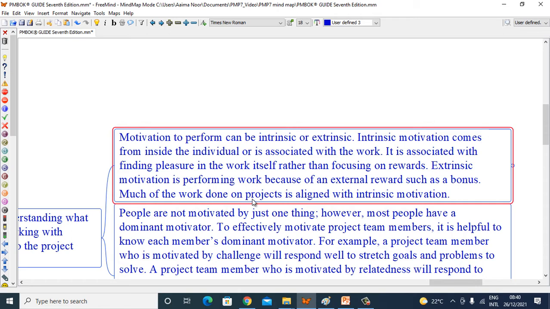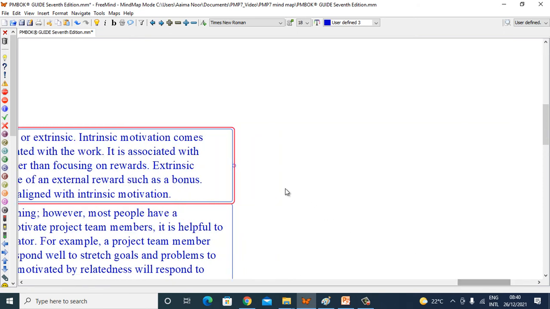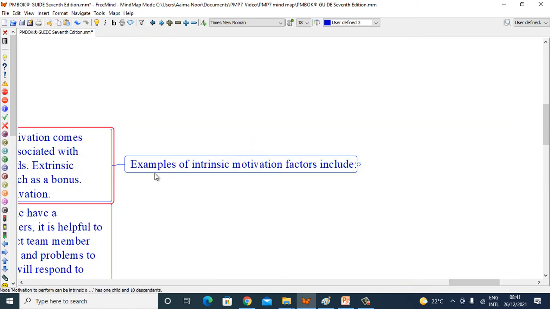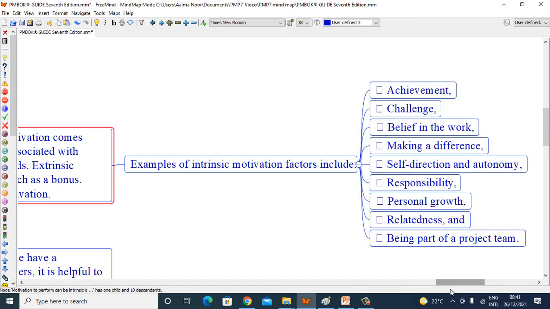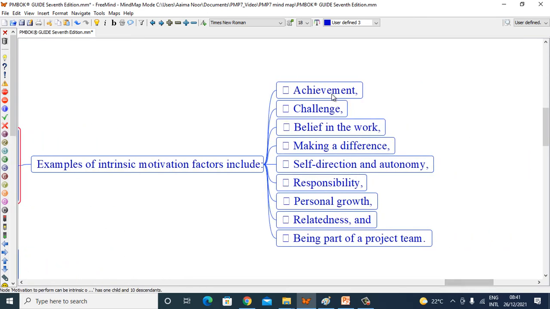Much of the work done on projects is aligned with intrinsic motivation. Examples of intrinsic motivation factors include achievement, challenge, belief in the work, making a difference, self-direction and autonomy, responsibility, personal growth, relatedness, and being part of a project team.